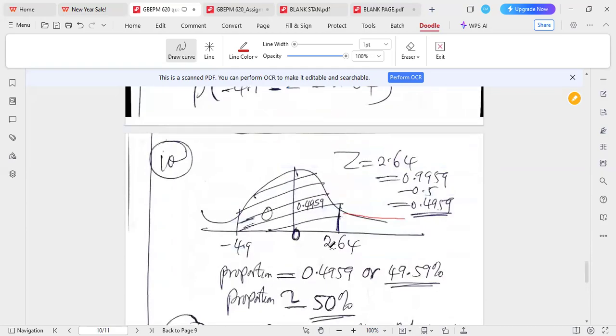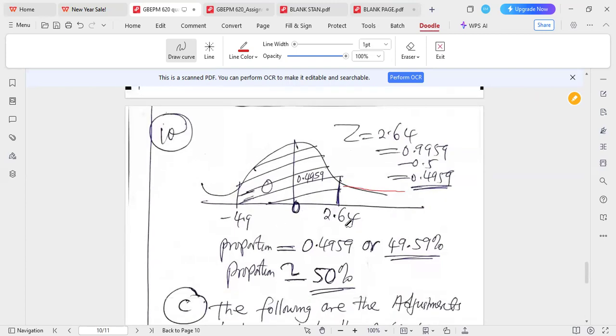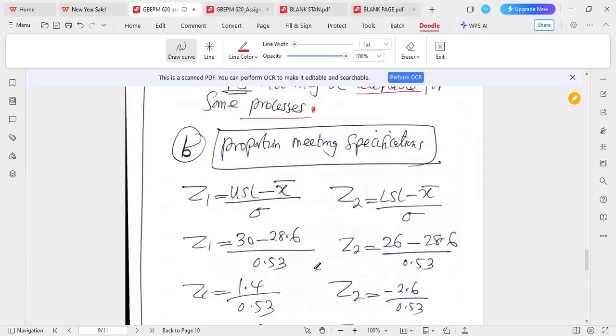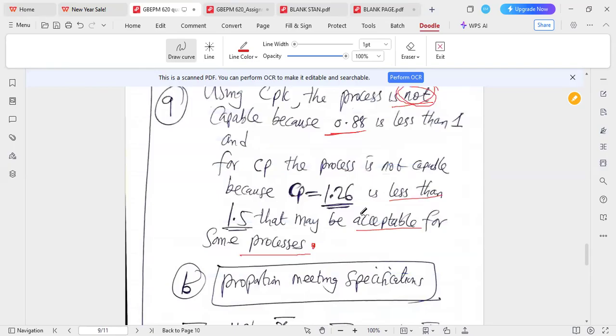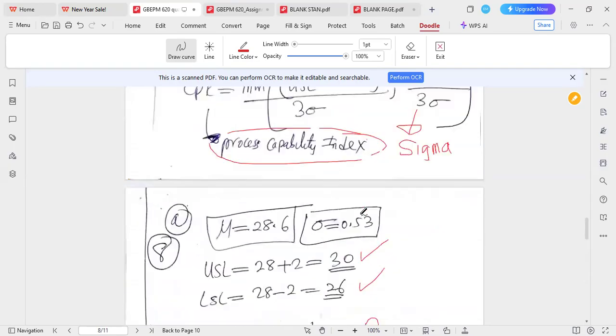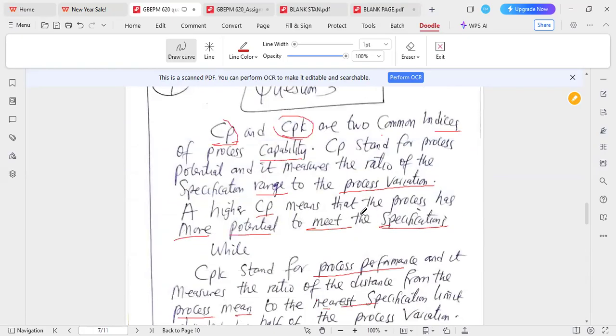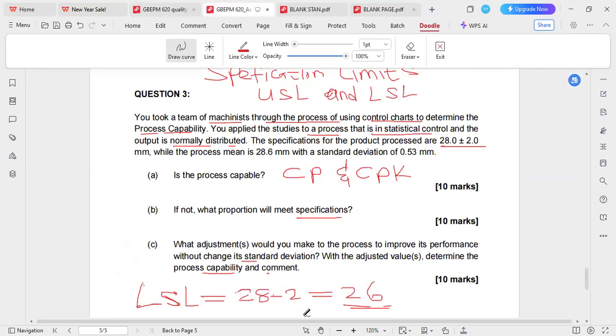All right. And then here we are just getting down to the probability, proportion meeting specification. We found 49.59, which is approximately 50% of all proportions. Proportion meeting specification 50%. All right, so this answers question number 3.